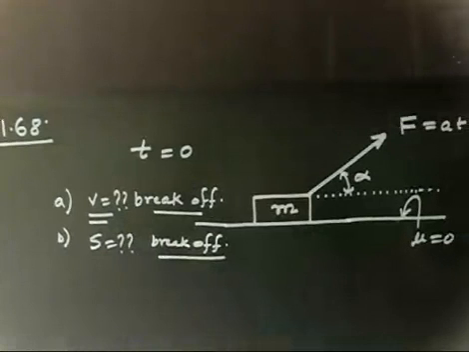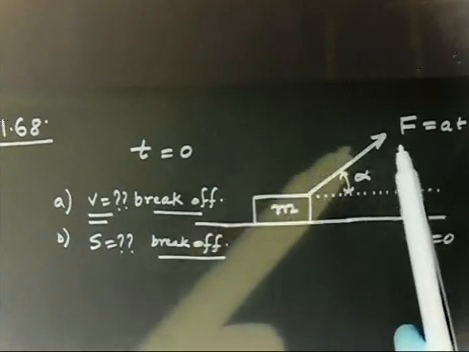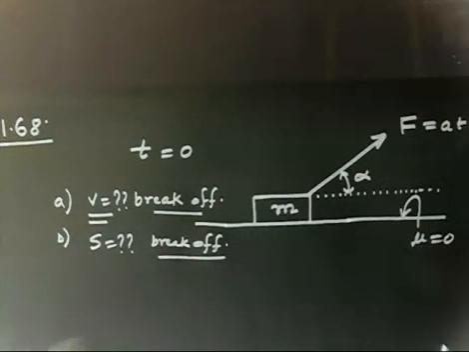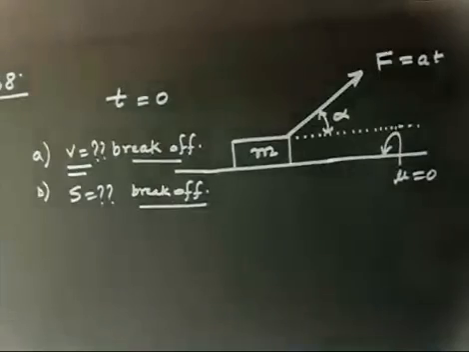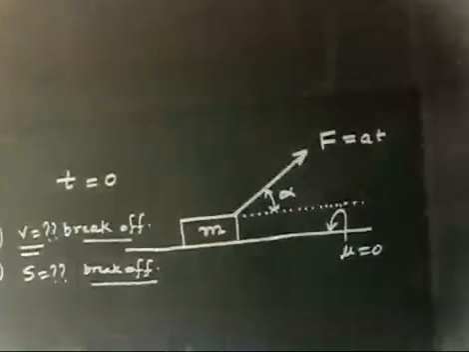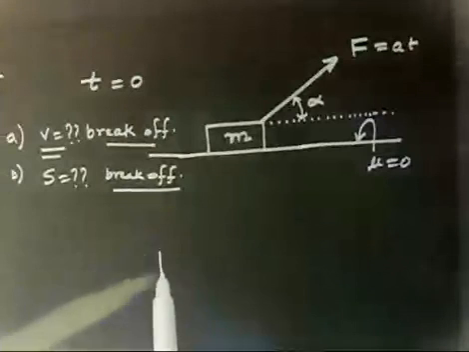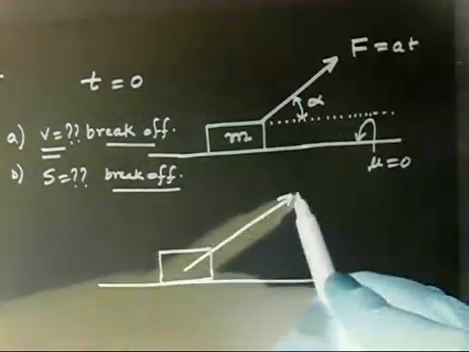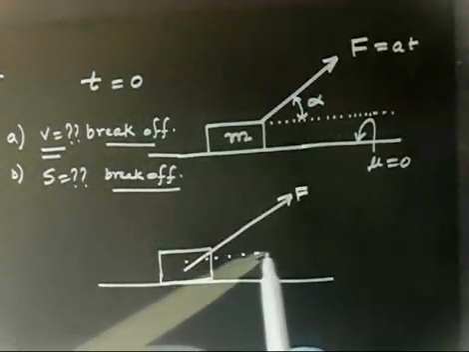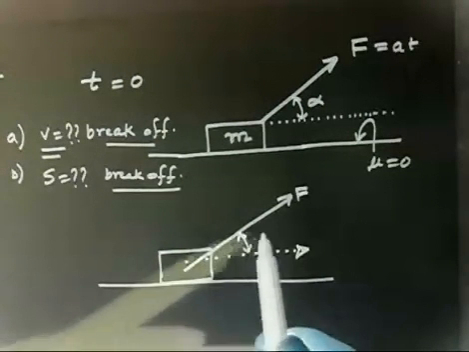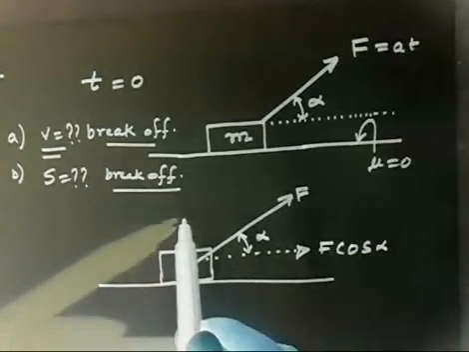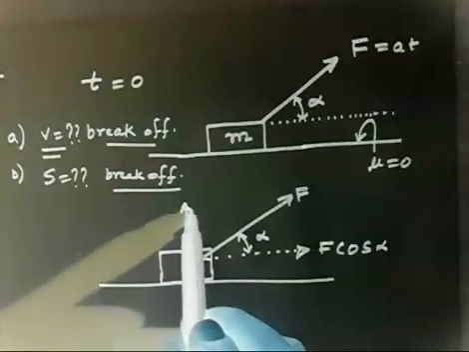So we have two parts. Now I will give you a hint and then you can do this problem. You can take the components of this force in the horizontal and vertical directions. This force is acting in this direction and has a component in this direction. This angle is alpha, so this will be F cos alpha, and in the vertical direction F sin alpha.